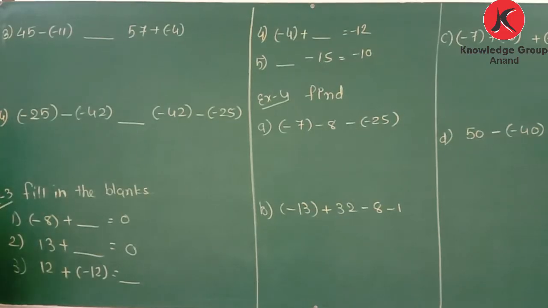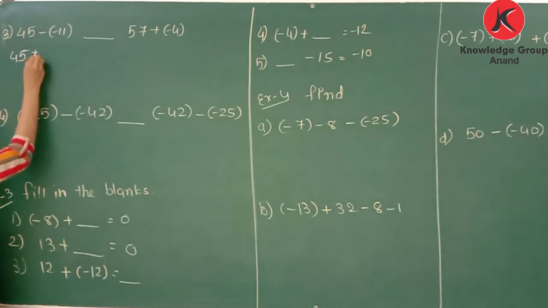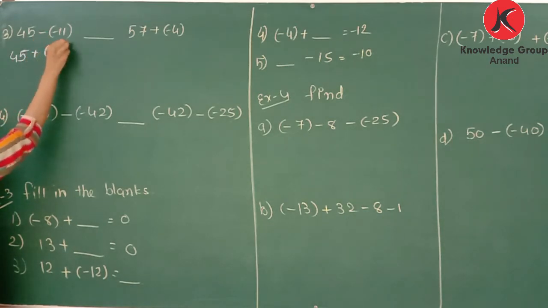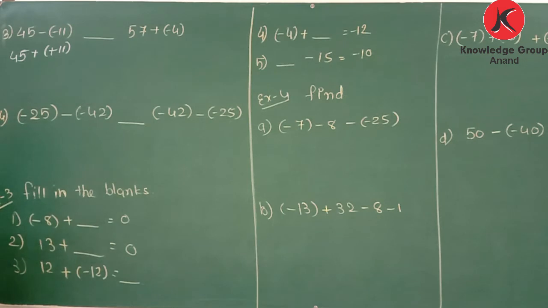Now third part. 45 minus 11, blank, 57 plus minus 4. So here we will simplify this side. 45, subtraction becomes addition. Inverse of 11 is plus 11. Now both signs are the same. 45 is plus, 11 is plus. So add the numbers. So it is 56 with plus sign.